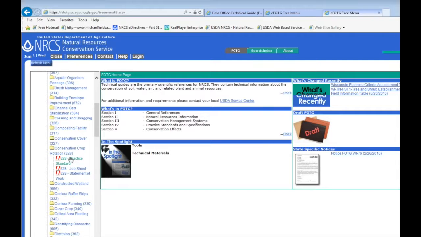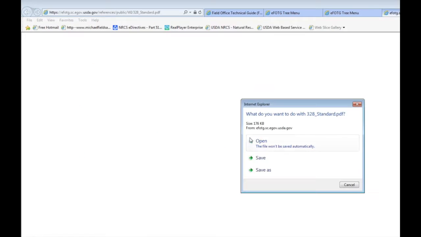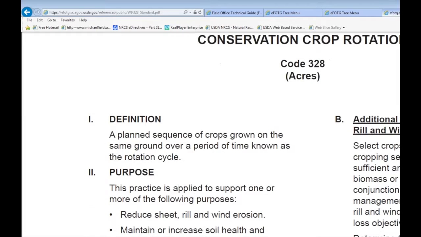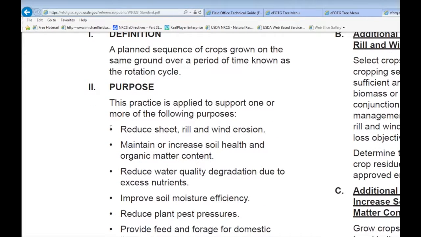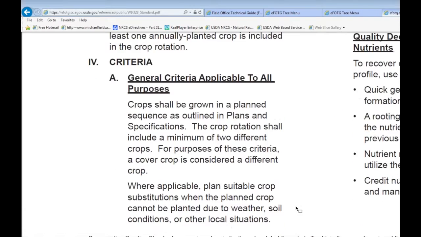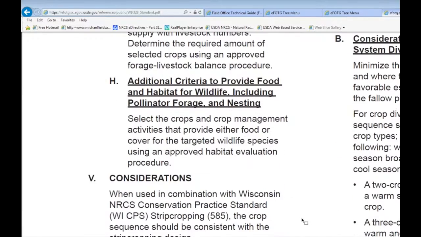The standard itself is written, and you can open that standard up and look at it. The conservation standards all tell you what their purpose is, what they're supposed to do. Another way of saying this is the resource concerns that they're supposed to protect or change or improve. It talks about where the practice is going to be applied, and then the criteria is critical. Those are all the pieces that we need to pay attention to when we do good conservation planning with this conservation practice.